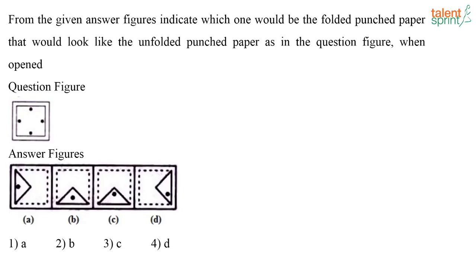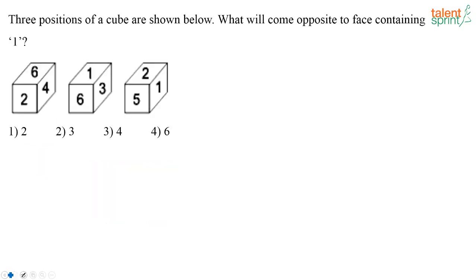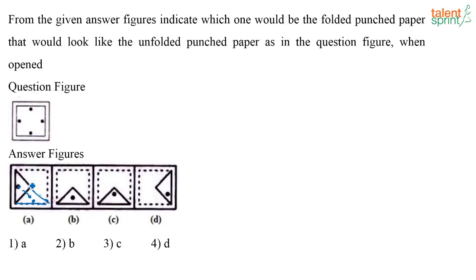For such questions, if you check with the options themselves, it is very easy. Look at the first option. Where is the punch? The punch is here. Now if you open it in this direction, there will be one punch here. Then the next opening will be like this, and when you open it like this, it will be the full paper. So these 2 punches have to be replicated here also. So this will be the figure that you get, which is the question figure. So obviously this is going to be your answer.